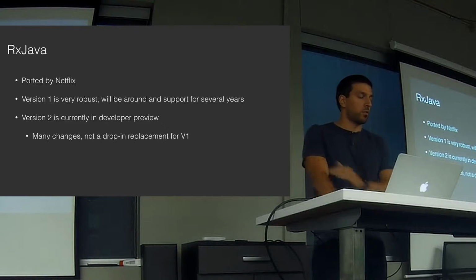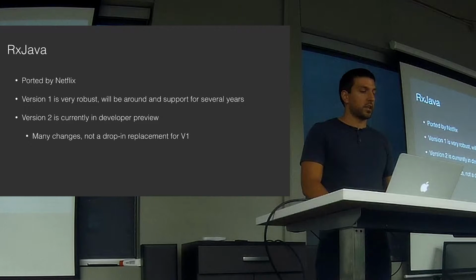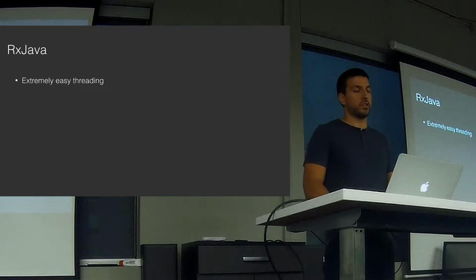RxJava specifically was ported by Netflix. Version 1 is stable now. It's very robust. It's been through many iterations and is going to be supported for several years. Version 2 is actually in developer preview. There are quite a few changes. It's not like a drop-in replacement, so if you were to start using it right now, I would definitely stick with version 1.